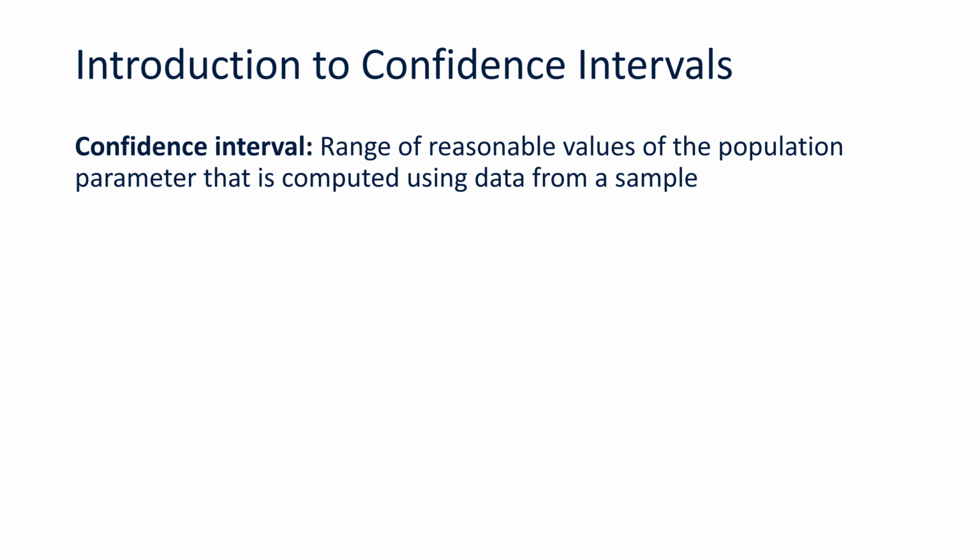A confidence interval is a range of reasonable values of the population parameter that is computed using data from a sample. The big overarching idea here is that we have data from a sample, and we use those sample data to estimate the population parameter. This week, we'll be estimating population proportions and population means, but in later lessons, we'll estimate the difference in 2 proportions, difference in 2 means, and correlations. Here's a general example.